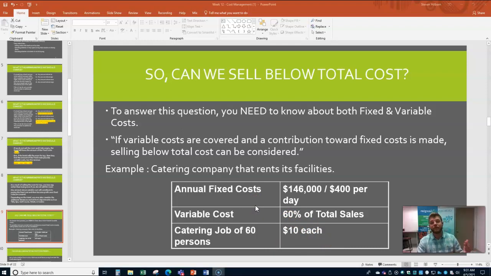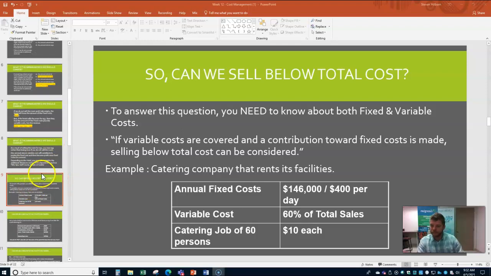So right off the hop, if I'm thinking, okay, I'm accepting a job for $600, I know that it's going to cost me $400 just to be open. And then on top of this, I'm going to have to pay 60% of the sales that I bring in for staffing or product or whatever it might be. You already have an idea in your mind that this is not going to profit you a lot of money. But let's take a look. Let's work it out.